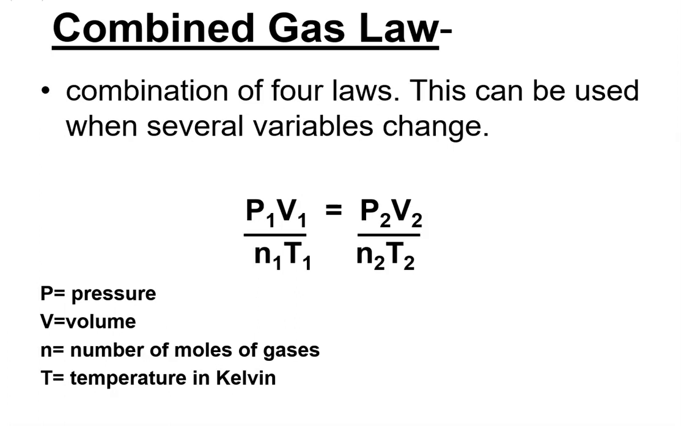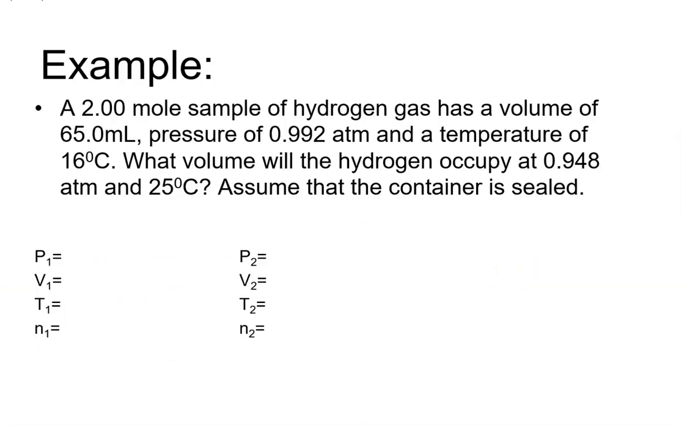Okay, so first off, we need to know what the letters stand for. Of course, P is going to stand for pressure. We've got 1 and 2, so we could use I's and F's, initial, final, but in the gas laws we usually use 1, 2. So the pressure in the beginning, pressure in the end, volume in the beginning, volume in the end. N is going to stand for number of moles of gases, so moles hasn't gone away for us. And T is going to be temperature, and temperature is going to have to be in Kelvin. So it must be in Kelvin. So this is our combined gas law, and we're going to do an example of the combined gas law.